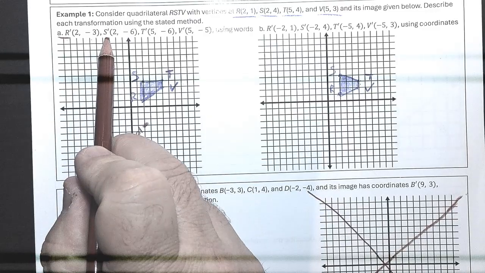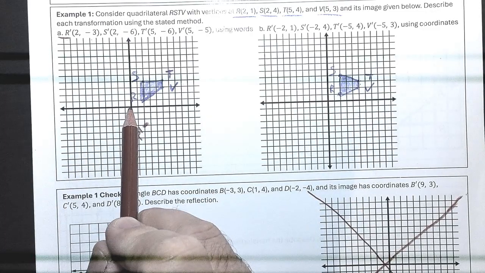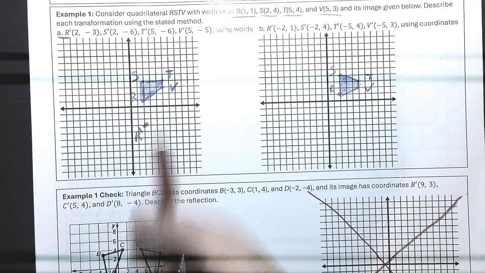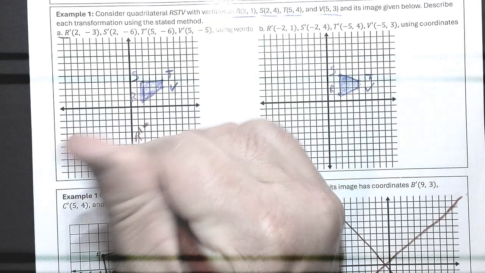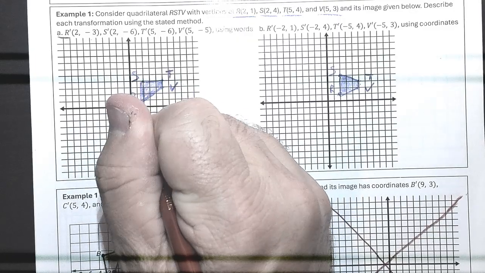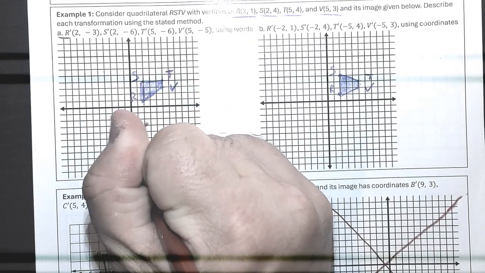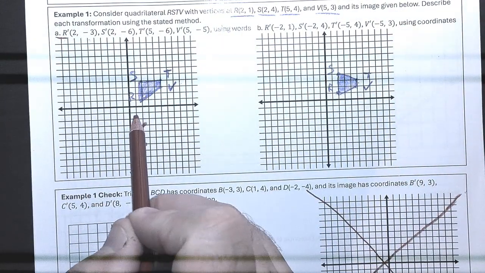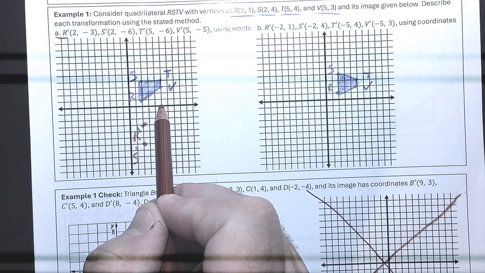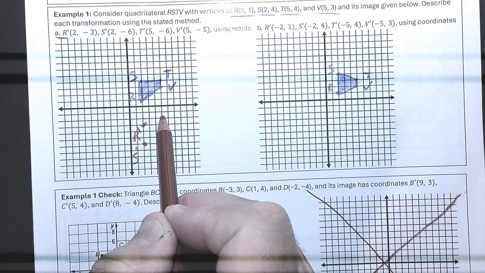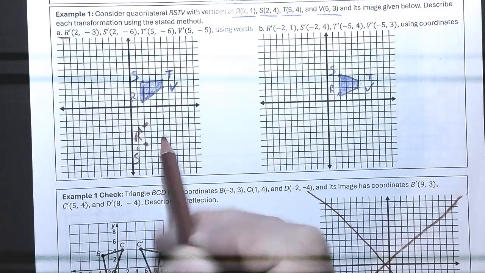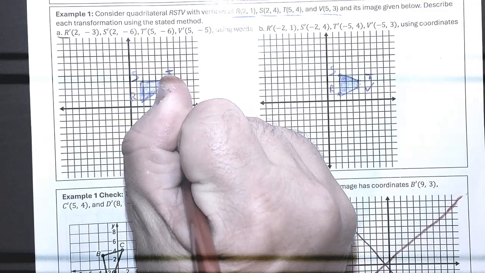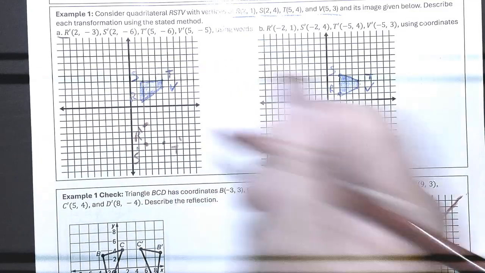All right. S prime is 2, negative 6. So again, go over 2, and then I'm going down 6. 1, 2, 3, 4, 5, 6. Notice up here, S was on top of R. This one, R is on top of S. Why? Because it's reflected. All right, T, positive 5. So 2, 3, 4, 5. And then negative 6. 1, 2, 3, 4, 5, 6. This was T prime. Notice T was on top here. It's going to be on bottom here.